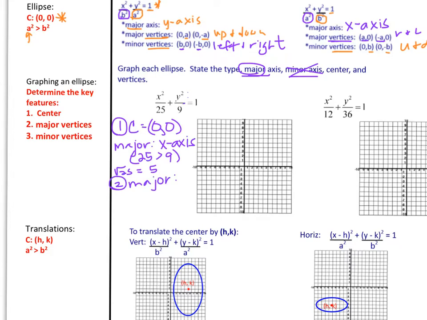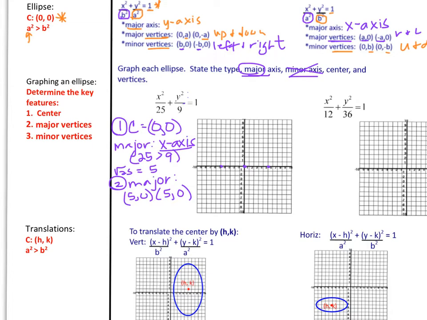I'm sorry, not up and down. If the major axis is the x-axis, we'll go right and left. So that means we're going to go 5 to the right and 5 to the left from our center. Let's go ahead and plot our center and those 2 major vertices.